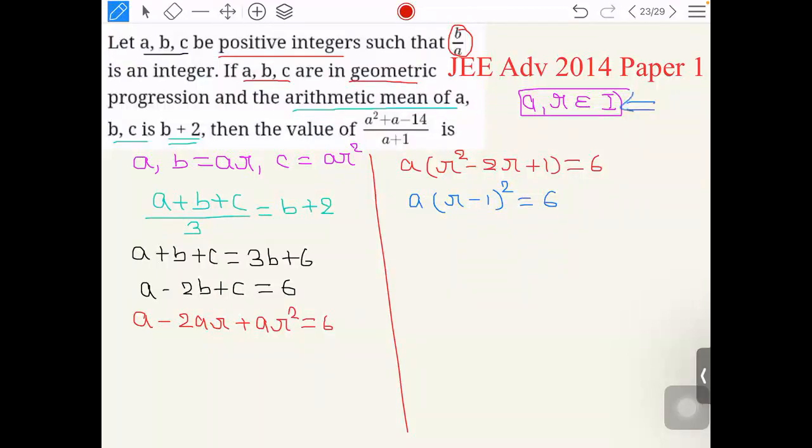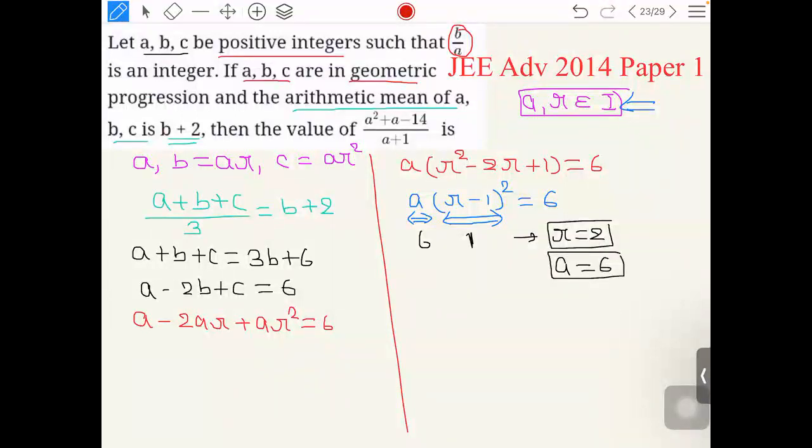मैंने बोला था याद रखने के लिए कि A and R both are integers और (R minus 1) whole square है। That means (R minus 1) whole square must be a factor of 6। इसको किसी चीज से मल्टीप्लाई कर रहे हैं A से तो 6 बन रहा है। So the only possibility is that (R minus 1) whole square is 1 and A is equal to 6. (R minus 1) whole square is 1, that means R is equal to 2। आपके पास पॉसिबिलिटी क्या है? R equal to 2 and A is equal to 6. You do not have any other possibility.